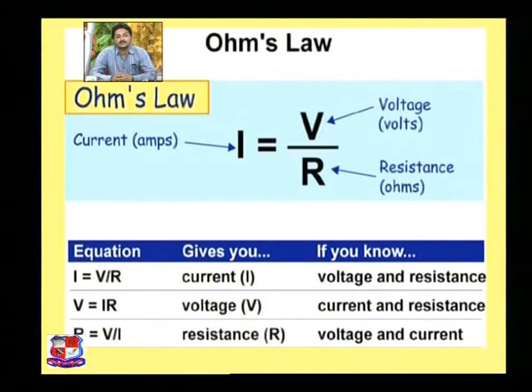The next one is R equals V by I. For that you have to know the values of voltage and current. By using the equation R equals V by I, you can easily find the resistance offered by that material whenever the voltage and the current passing through the device are known. So this is a very important law of electronics.